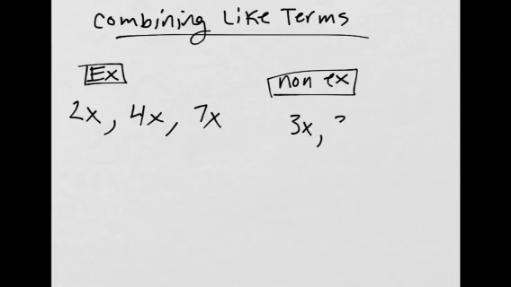3x and 3y. These are not like terms. Does anybody know why? Yeah, they're different variables, x and y. Those aren't the same, so they're not like terms.